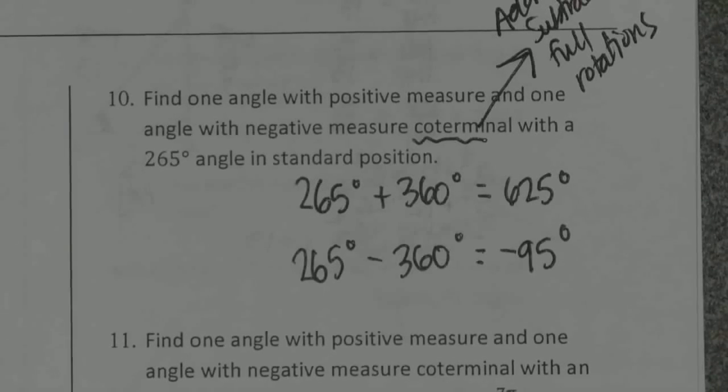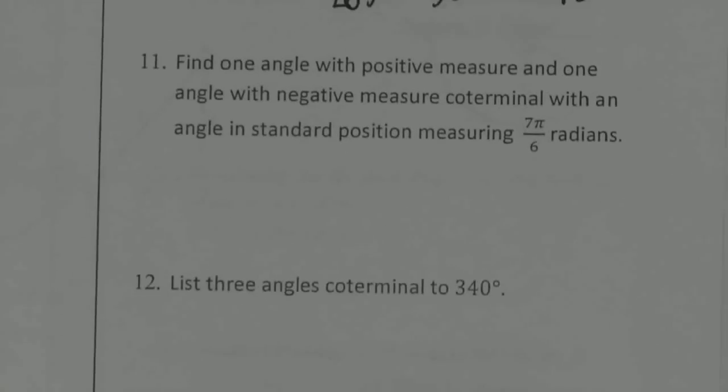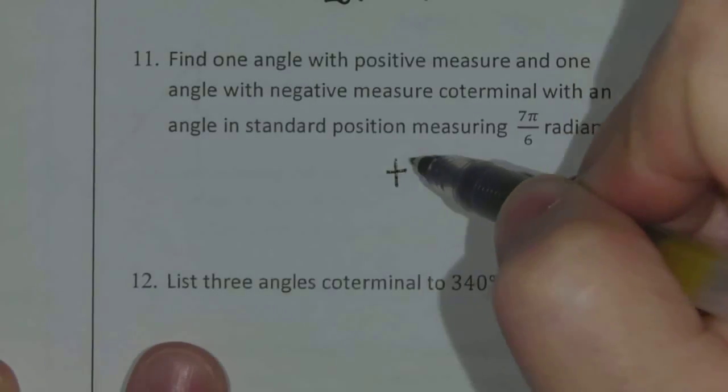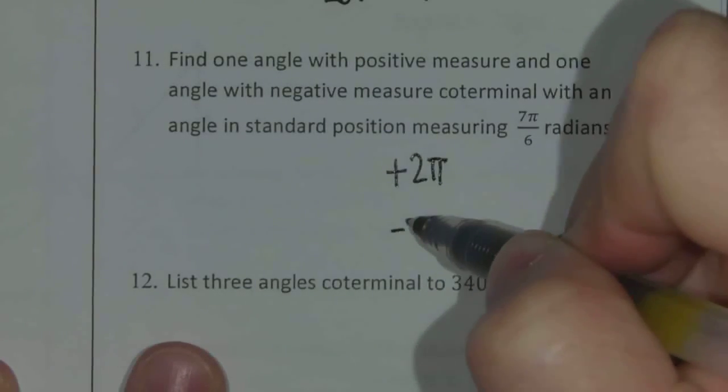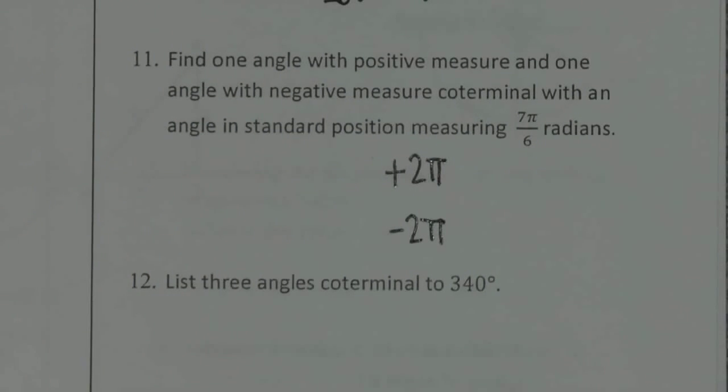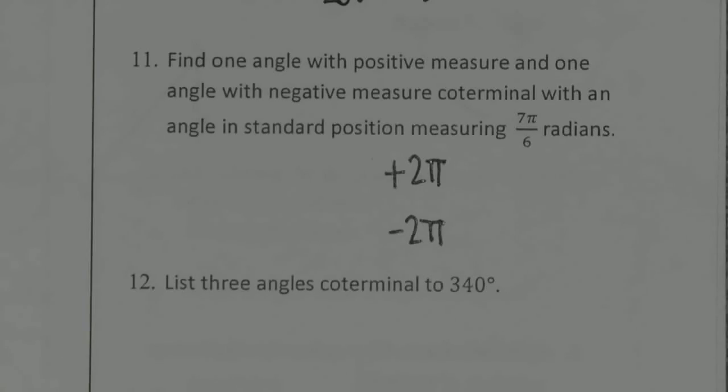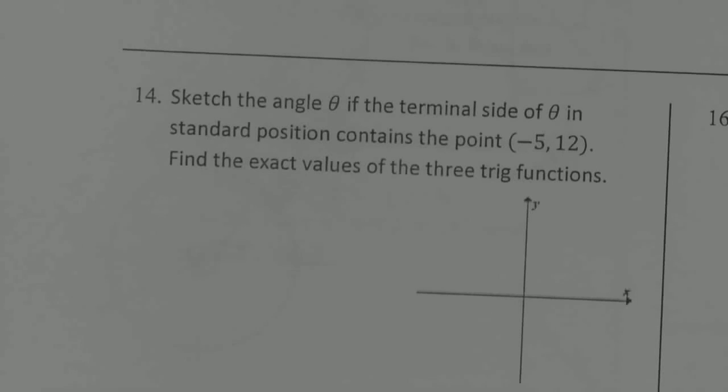The same thing happens on number 11, but on number 11 it's in radians. So what do you add and subtract on radians? Pi. Yeah, 2 pi. So you're going to add 2 pi and you're going to subtract 2 pi. I'm not going to do that for you, but just remember a full rotation is 360 degrees or 2 pi. Okay. All right, next kind of problem over on the other side.